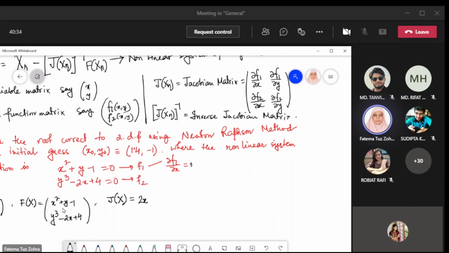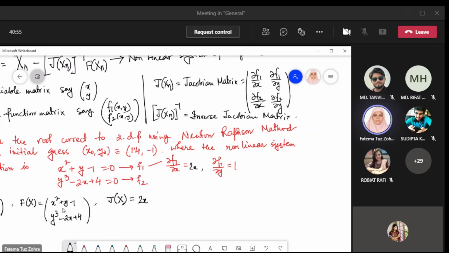Then I need del f1 del y. The value is simply 1, because x squared is treated as a constant, giving 0, and y is the variable, so differentiation of y is 1, and the constant 1 gives 0. So the next one we have is 1.